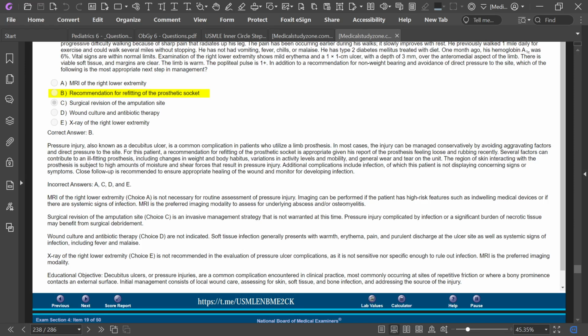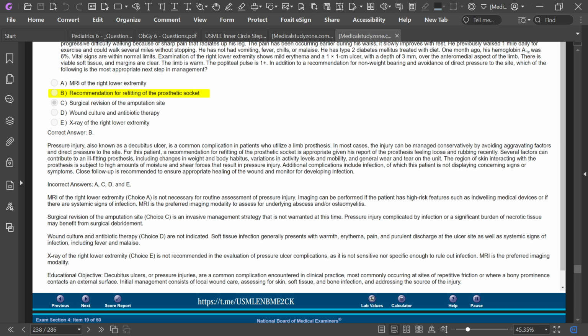For this patient, a recommendation for refitting the prosthetic socket is appropriate given his report of the prosthesis feeling loose and rubbing recently. Several factors can contribute to an ill-fitting prosthesis, including changes in weight and body habitus, variation in activity levels and mobility, and general wear and tear on the unit.